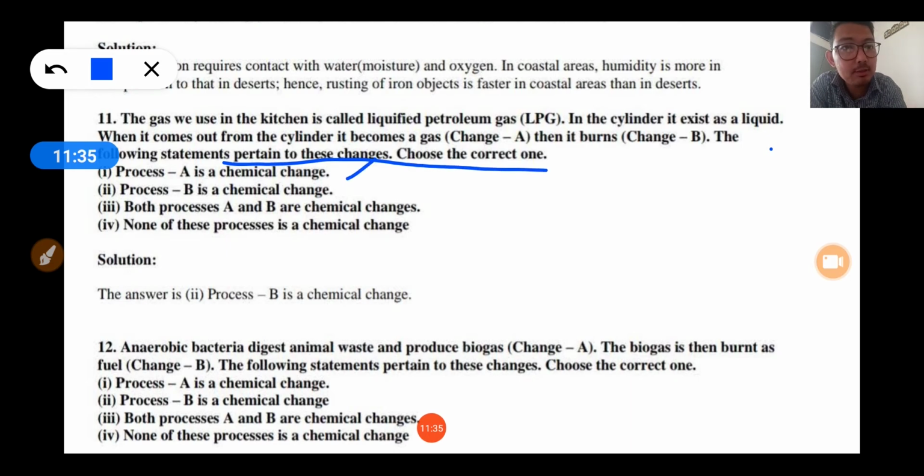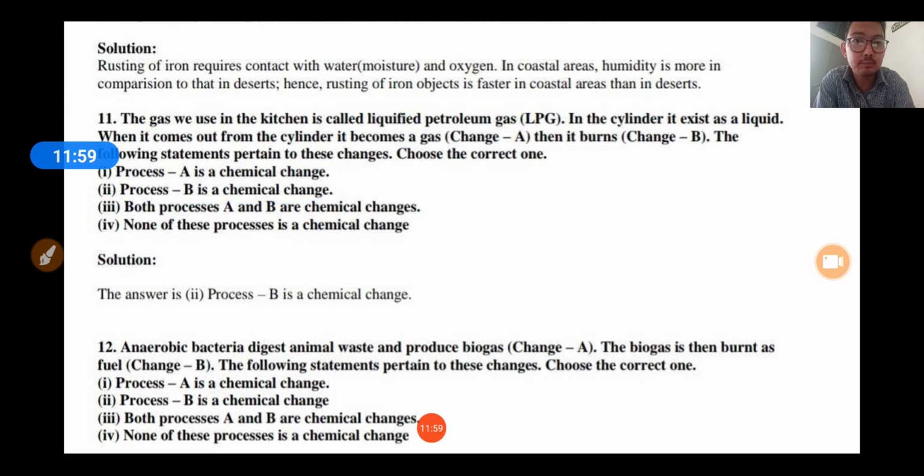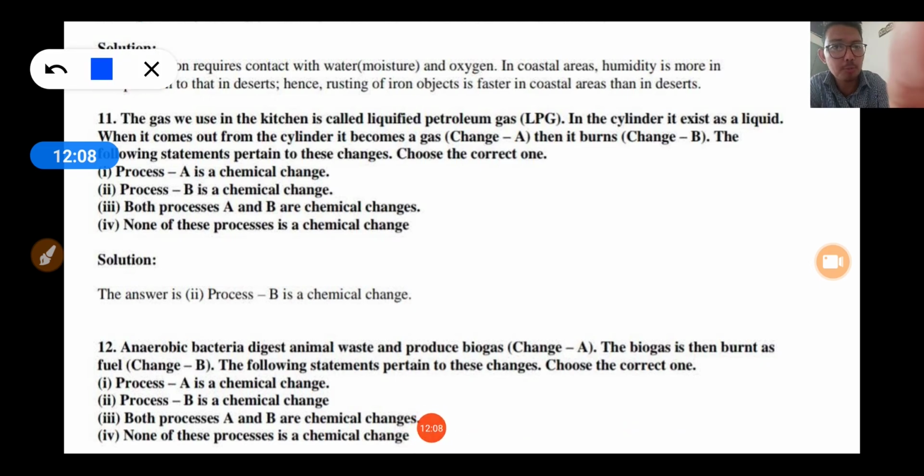Process A is a chemical change? No, process A is not a chemical change, because liquid LPG is changing into gaseous state. It is a physical change. There is only a change in the physical state, and then it burns, which is chemical. Now option 2, B is a chemical change. Yes, this is correct, because burning is a chemical change. Option 3, both processes A and B are chemical changes, is wrong. None of the processes is a chemical change, this is also wrong. So option number 2 is correct.